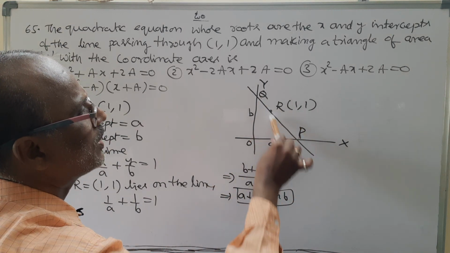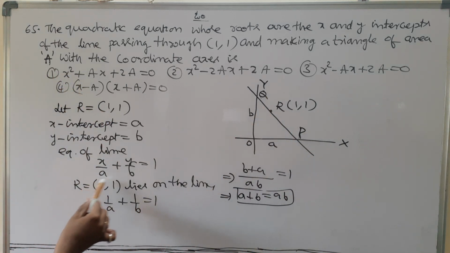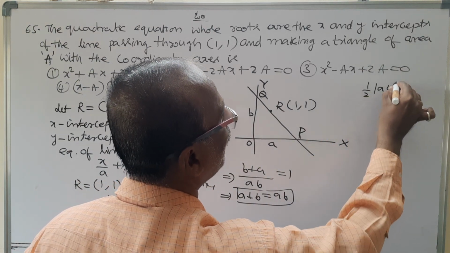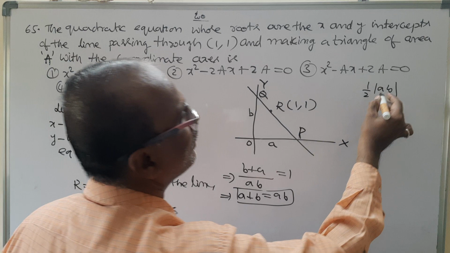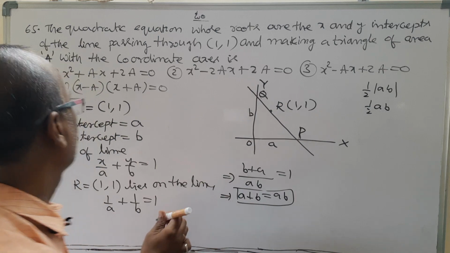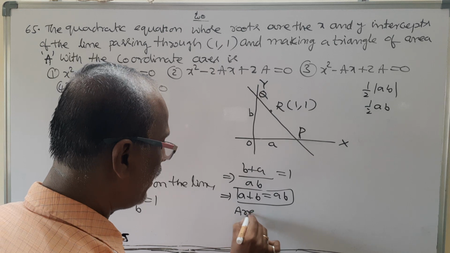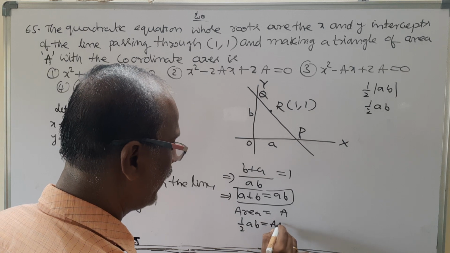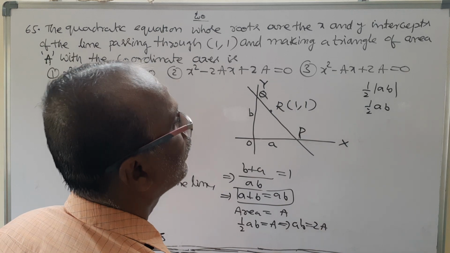1 comma 1 lies in the first quadrant. The area of triangle for the line x by a plus y by b equal to 1 is half of mod ab. In the first quadrant, the formula is half of ab. In the question, area equal to capital A. Half of ab equal to A, cross multiply: ab equal to 2A.